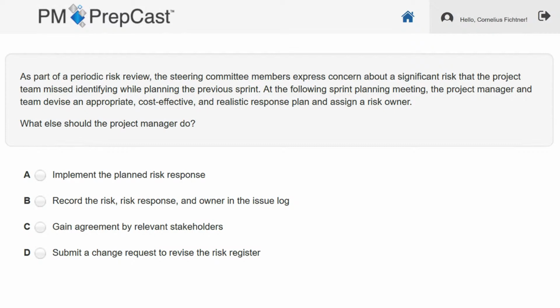As part of a periodic risk review, the steering committee members expressed concern about a significant risk that the project team missed identifying while planning the previous sprint. At the following sprint planning meeting, the project manager and team devise an appropriate, cost-effective, and realistic response plan and assign a risk owner. What else should the project manager do? Is it A, implement the planned risk response, B, record the risk response and owner in the issue log, C, gain an agreement by relevant stakeholders, and then finally D, submit a change request to revise the risk register. Okay, is it A, B, C, or D? I'll give you 15 seconds. Please type it into the chat.